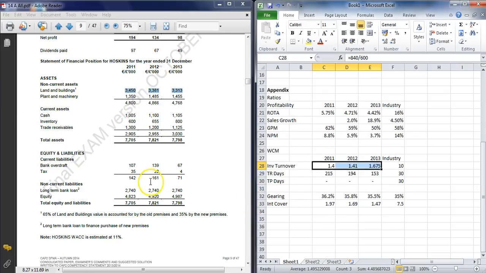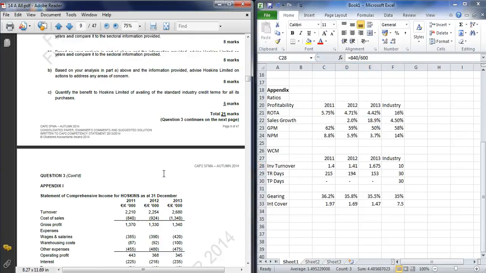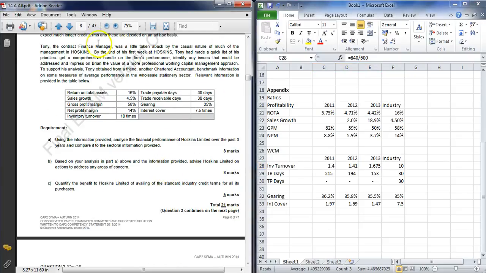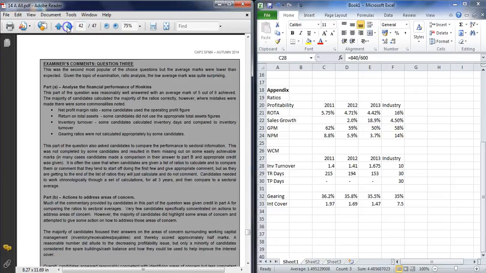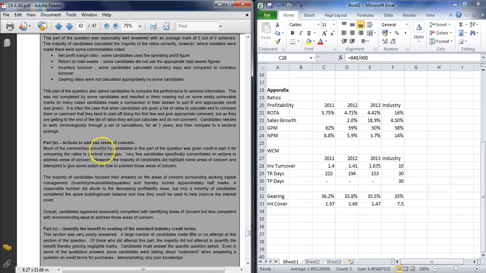Right, so that's how you use it. You're very strategic, you're very deliberate, and particularly look at the examiner feedback for this section. The examiner found that much of the commentary here was given credit in part A. So they actually didn't read the question carefully. Very few candidates actually gave actions. So if you're asked for advice, you need to make sure you give actions.